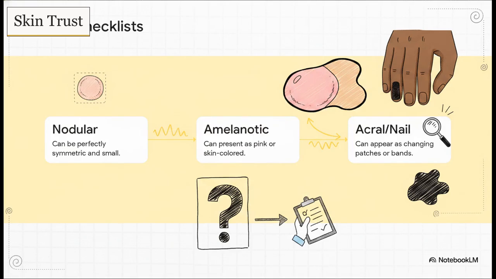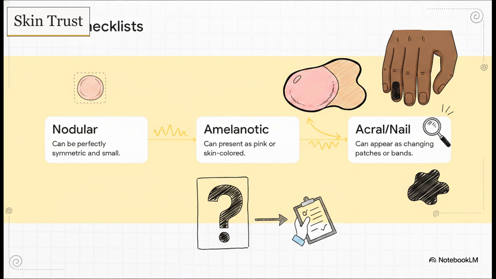We really have to respect the dangerous blind spots of the ABCDE method. Think about it. A rapidly growing nodular melanoma might be perfectly symmetric, totally uniform in color and tiny. An amelanotic melanoma often presents as a deceptive, harmless-looking pink or skin-colored bump. And acral or nail melanomas often just look like simple changing patches or bands, particularly in patients with darker skin tones. And while absolute incidence might be lower there, delayed recognition is tragically common.